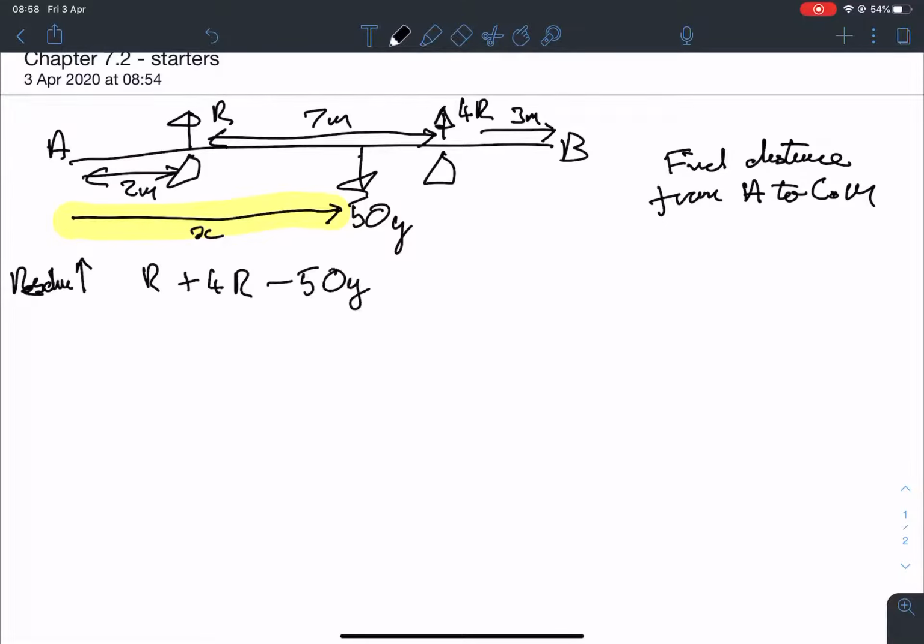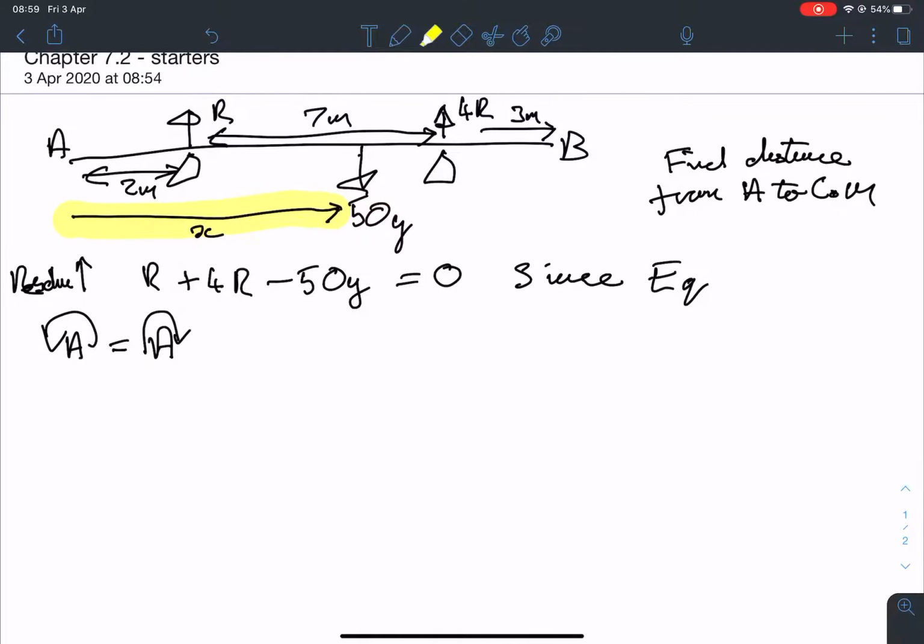So, standard routine, we resolve vertically. R plus 4R minus 50g is equal to 0 since it's in equilibrium. Sorry, you should have paused before we did that.